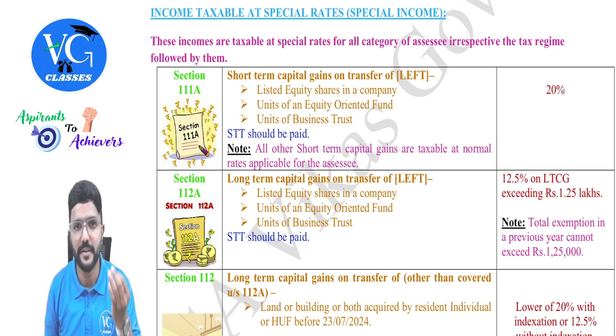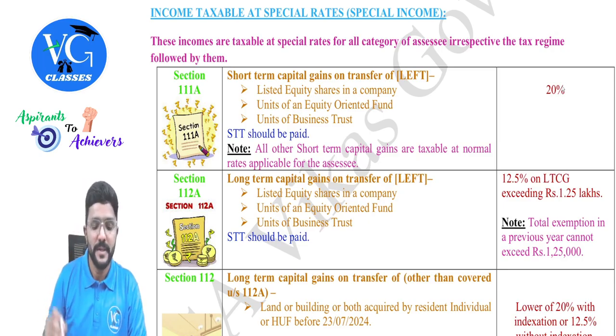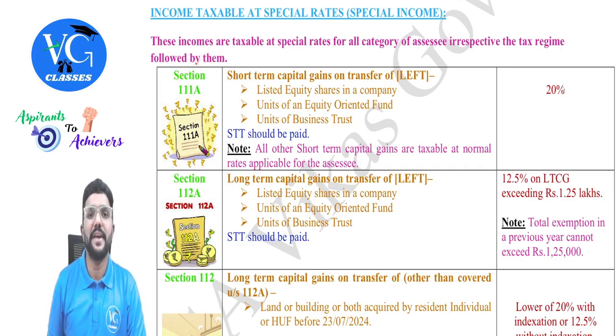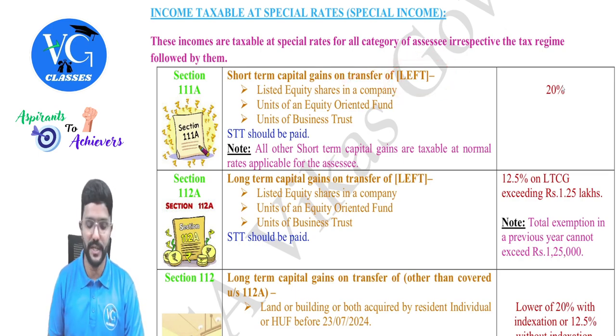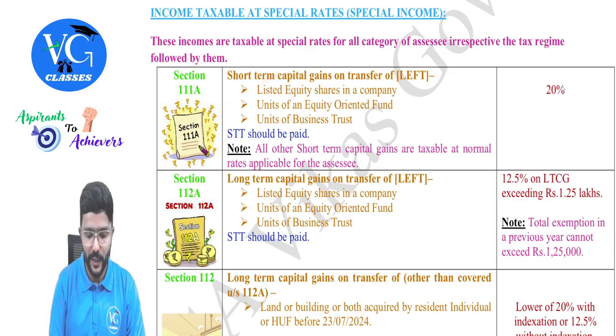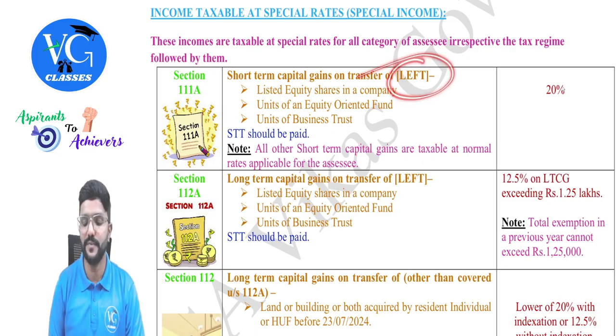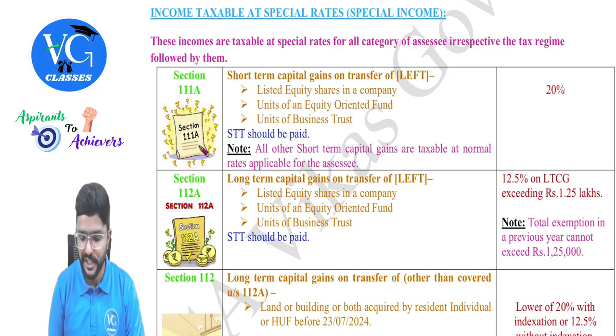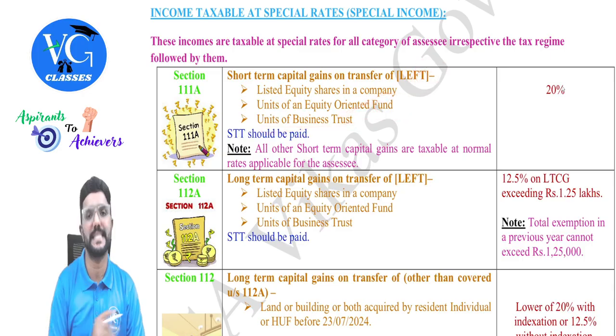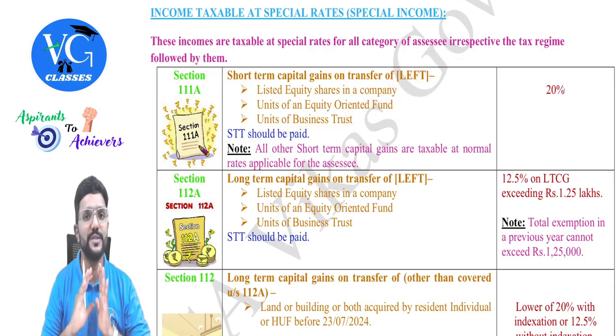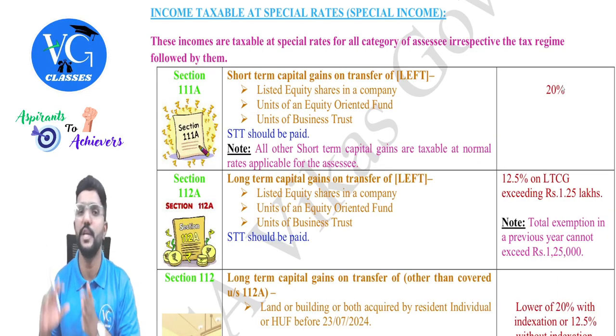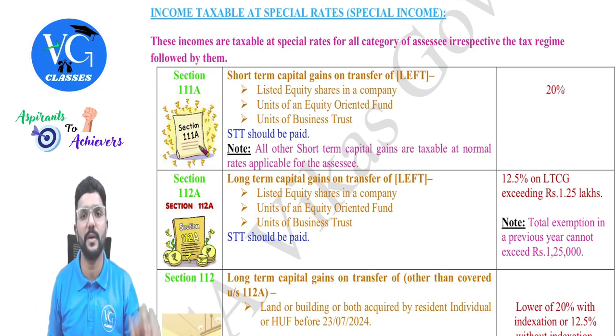Got it? Yes, come on, tell yes. Yes. First, section 111A, which talks about short-term capital gain on the transfer of LEFT. Okay, I have given a shortcut, LEFT. What is LEFT, sir? Listed equity shares in a company, units of equity-oriented fund, and units of business trust. So L and E stand for listed equity shares, F for equity-oriented fund, and T for units of business trust, guys. This is just a shortcut. Please don't use any shortcut which I am giving to remember in your exams, guys. Okay, this is just to recall the provisions.